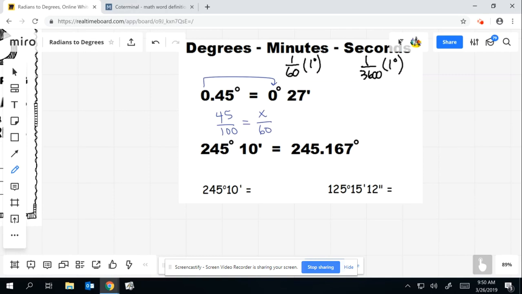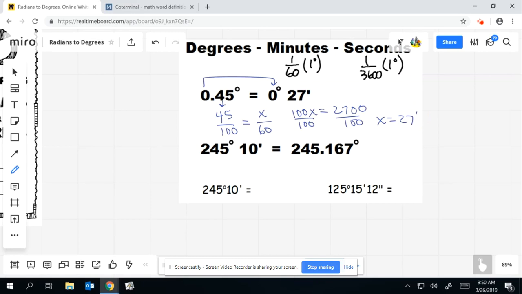That's what degrees are broken into. So if I've got 45 hundredths, which is what this fraction says, then how many out of 60 would that make? And you can just do your cross multiplying. Or you could reduce early if you want to, but you could just cross multiply. You'll get 100x equals 45 times 60. And that's 2,700. And if you divide both sides by 100, you get 27 minutes.